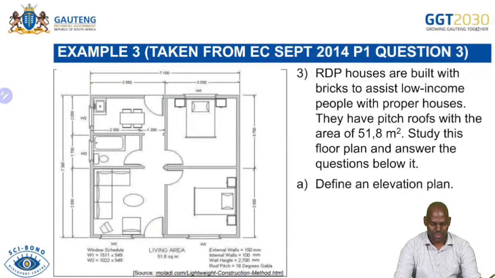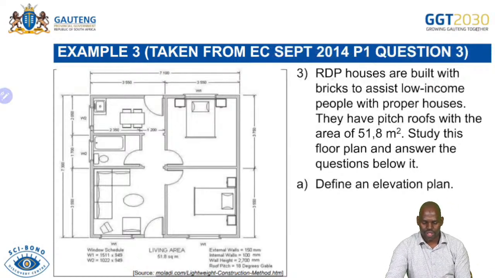Now another example, this one was taken from Eastern Cape, September 2014, paper 1, question 3. It says: RDP houses are built with bricks to assist low-income people with proper houses. They have pitch roofs with the area of 51.8 meters squared. Study this floor plan and answer the questions below it. There you've got the floor plan.